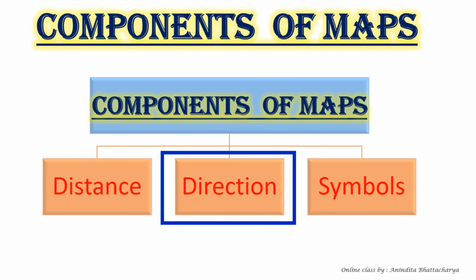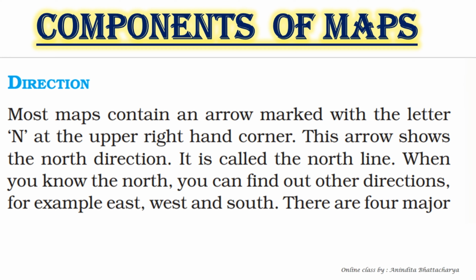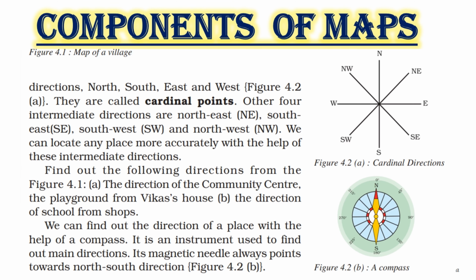The next component is direction. In order to find where you are going and how far away it is, you need to be able to figure out the distance between the place you are going to. The easiest way to know the direction is that the earth rotates west to east. So the sun rises in the east and sets in the west. Most maps contain an arrow marked with the letter N at the upper right hand corner.